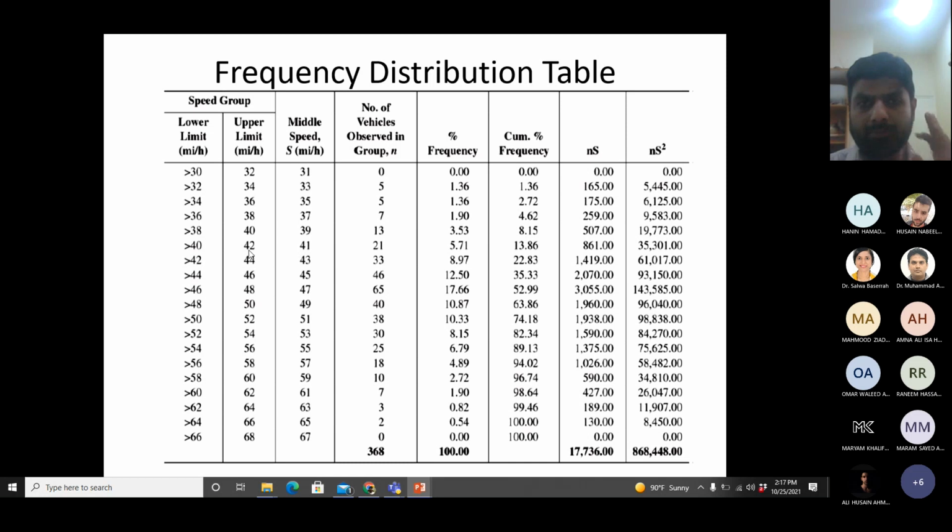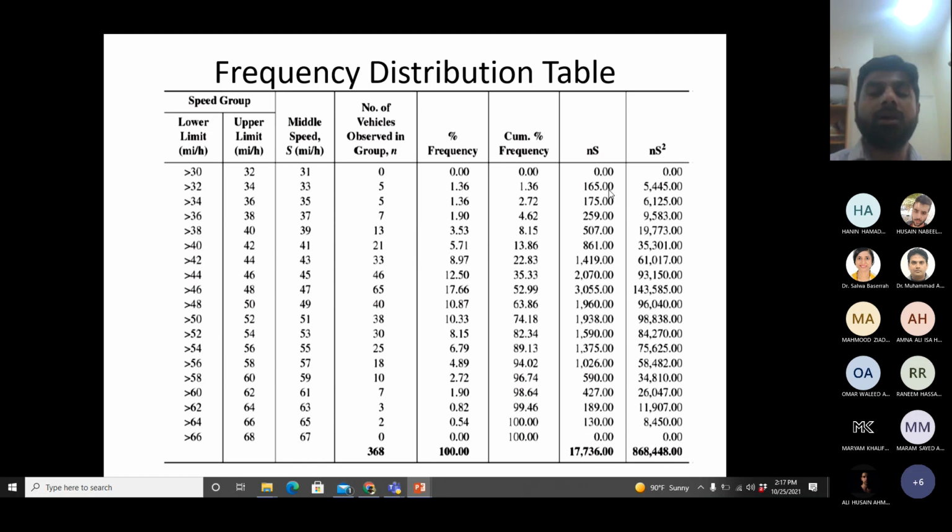Okay, so first of all, you calculate the product of the number of values observed in that group and you multiply it with the middle speed of the group, which is n into s, this column. So you calculate this column. What will happen if a group has more values? If a group has more values, then this factor will be higher for that group, so the mean speed will be closer to that group. The group of speed which has higher observations, the mean would be closer to that group because this factor n into s will be higher.